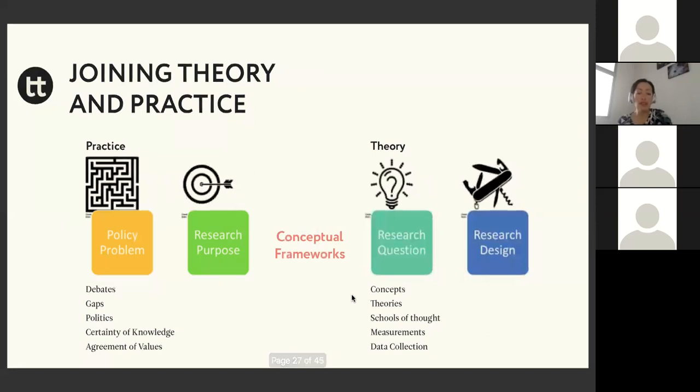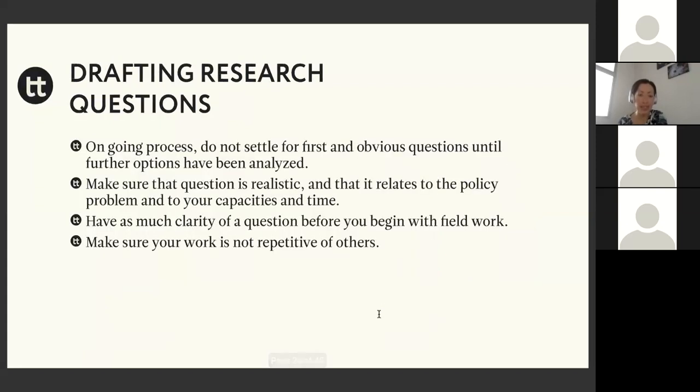So the first thing is, as we said, once we have this understanding of the policy arena, we are going to go into the research questions and the research design. On how we draft the research questions, we saw a little bit of this already in the previous webinar. But what is important is to acknowledge that this is an ongoing process and that we shouldn't settle for the first question that comes to our mind. And we shouldn't settle for obvious questions until we have done a complete understanding of what is the knowledge available.